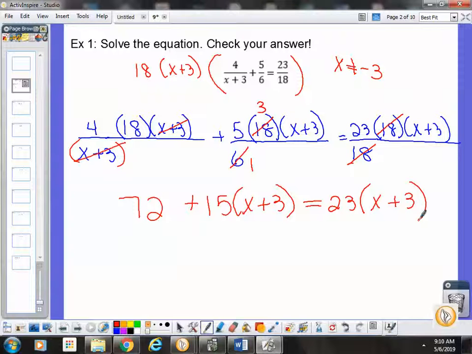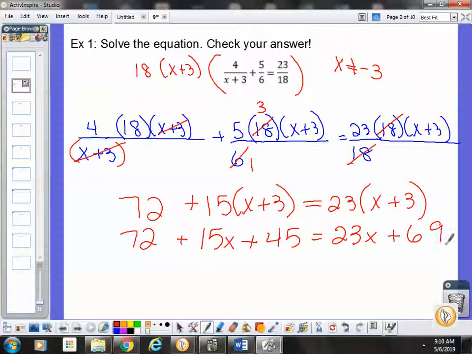Let's distribute and solve. 15 times x is 15x. 15 times 3 is 45. 23 times x, 23x. 23 times 3, 69. Now add our like terms. 72 plus 45. 117 is correct.